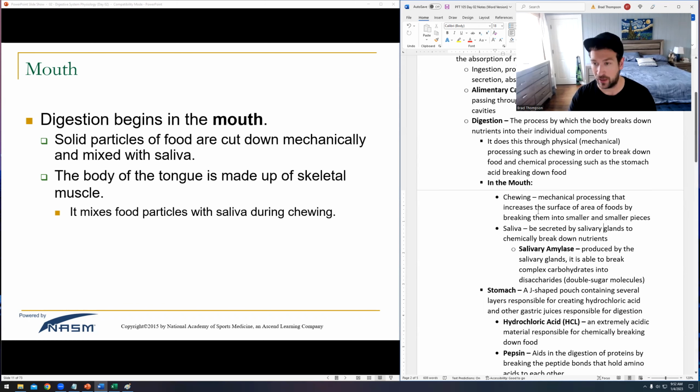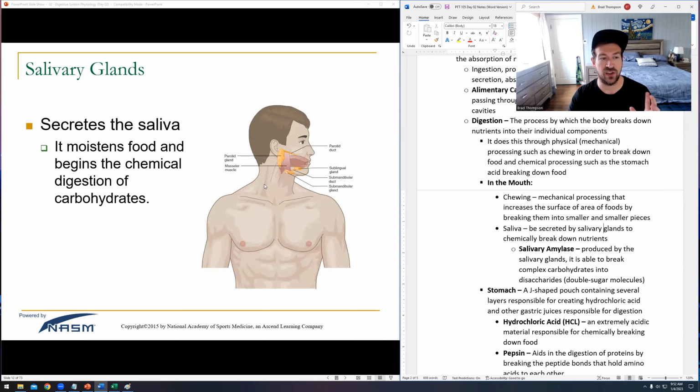So that's going to start with chewing, right? Chewing is the first thing that we're going to do. Scientific name for that, you'll hear the term masticating. You are masticating. That's why this is your masseter, right? And so you're going to chew up your food, and that is going to help you increase the surface area.